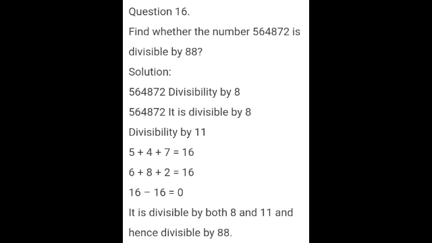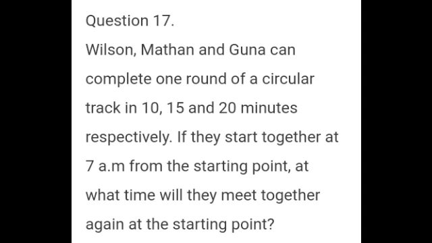Okay, my dear students. Now question number 17. Wilson, Madan and Guna can complete one round of a circular track in 10, 15 and 20 minutes respectively. If they start together at 7 a.m. from the starting point, at what time will they meet together again at the starting point?